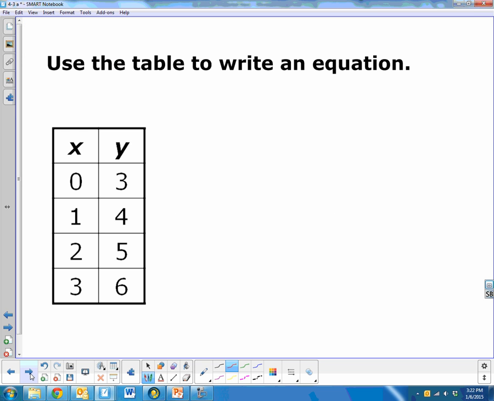All right, so we've been given equations and been asked to create tables in the past. We've been given equations and asked to create graphs. Now we're going to be given a table, and we're going to make an equation based on that table. Now remember that equations are going to be written in the form y equals something. And we're going to try and figure out what that something is.